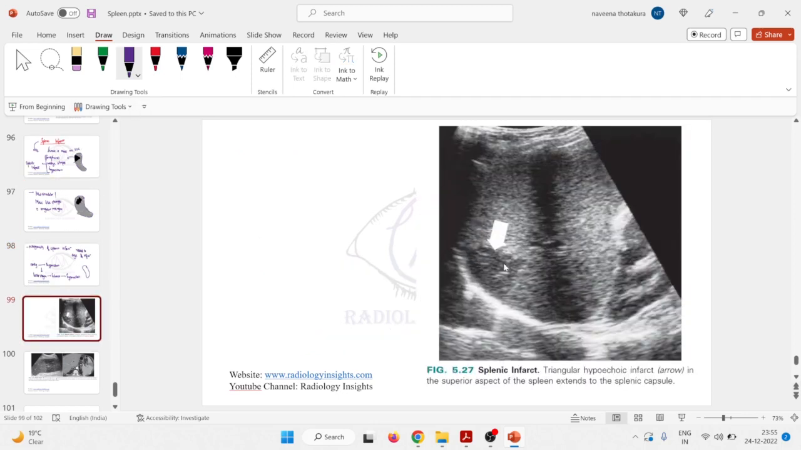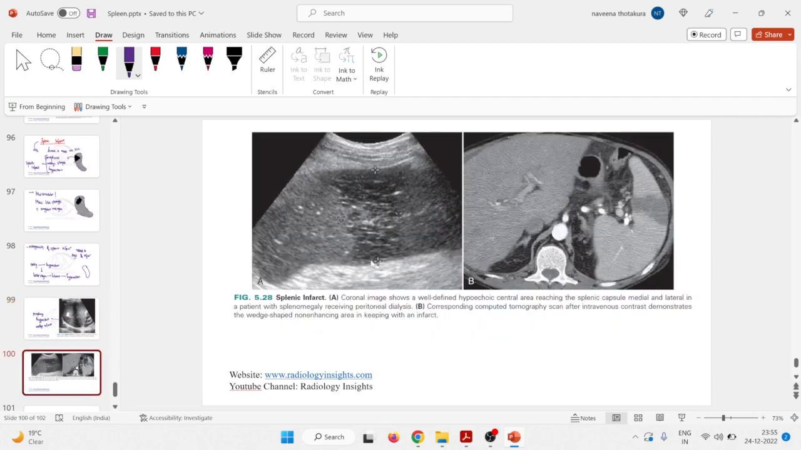So if you see, this is the picture of a splenic infarct, which is hypoechoic, wedge-shaped, and located in the periphery. This is also a picture showing splenic infarct. In the middle there are some hyperechoic regions, which are actually the fibrosis that has started to form. These hypoechoic regions are typical.